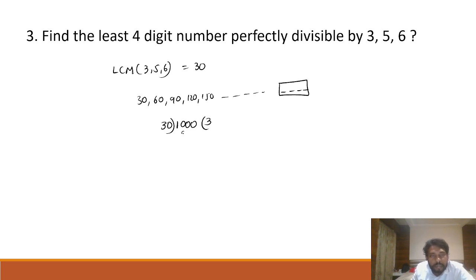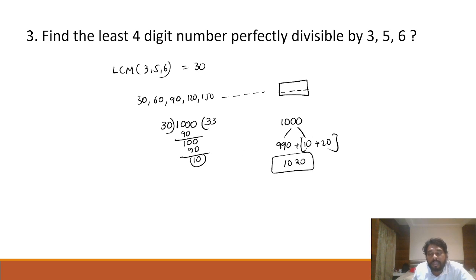So 3 times 90, again 100, 3 times 90. So what is the remainder, guys? 10. That means in 1000, 990 is perfectly divisible and you got an extra 10. So how much if you add to this 10, you will get 30, guys? So if you add 20, you are going to get 30, right? Correct? So that means a multiple of 30 plus 20 will give you a multiple of 30, which is 1020. That is your answer.